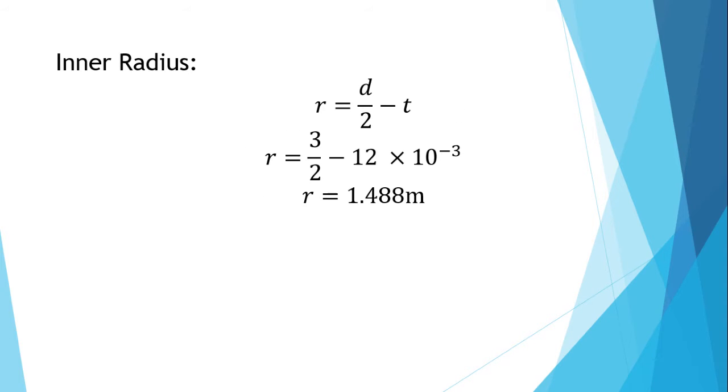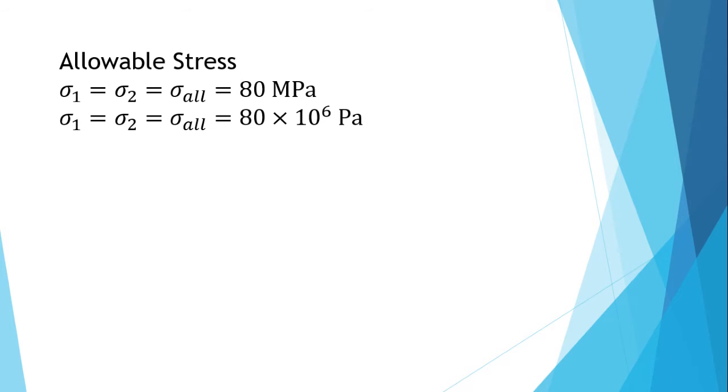First, we need to get the inner radius by using this formula. r is equal to D over 2 minus t, and we substitute all the given data. r is equal to 3 halves minus 12 times 10 to the power of negative 3, and the result is r, or radius, is equal to 1.488 meters. For allowable stress, hoop stress is equal to longitudinal stress is equal to allowable stress, which is 80 megapascals or 80 times 10 to the power of 6 pascals.